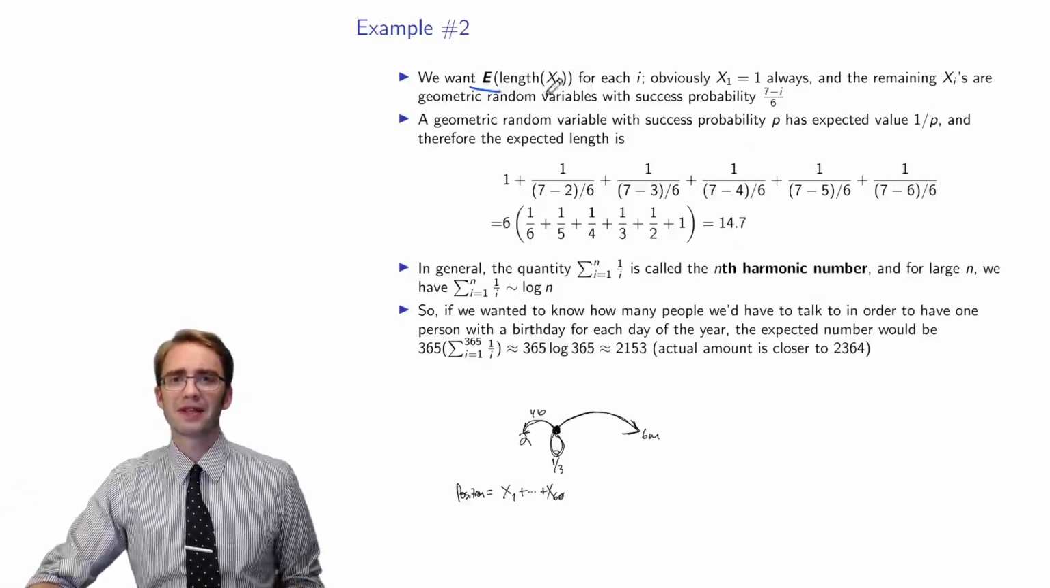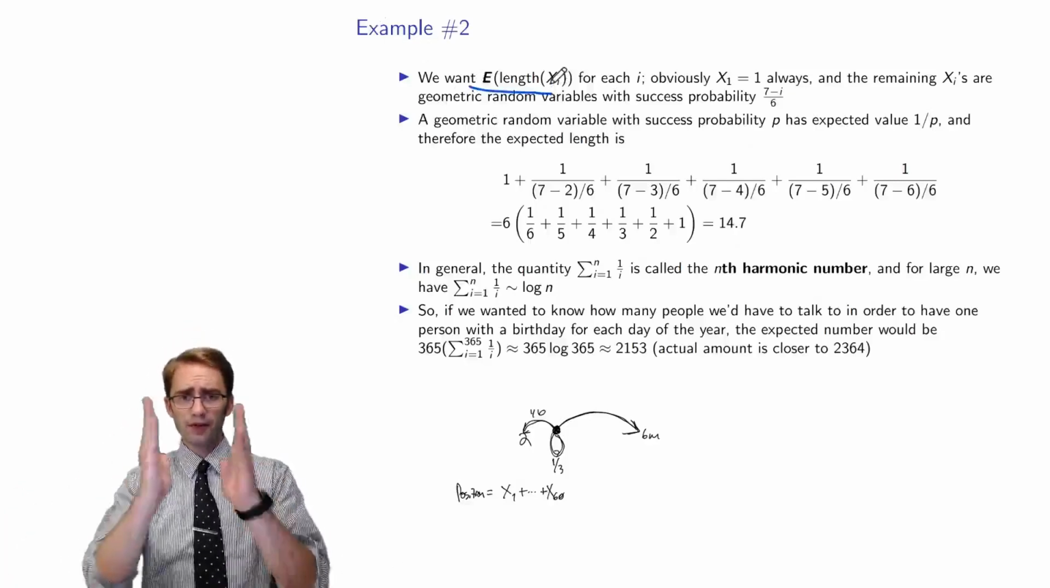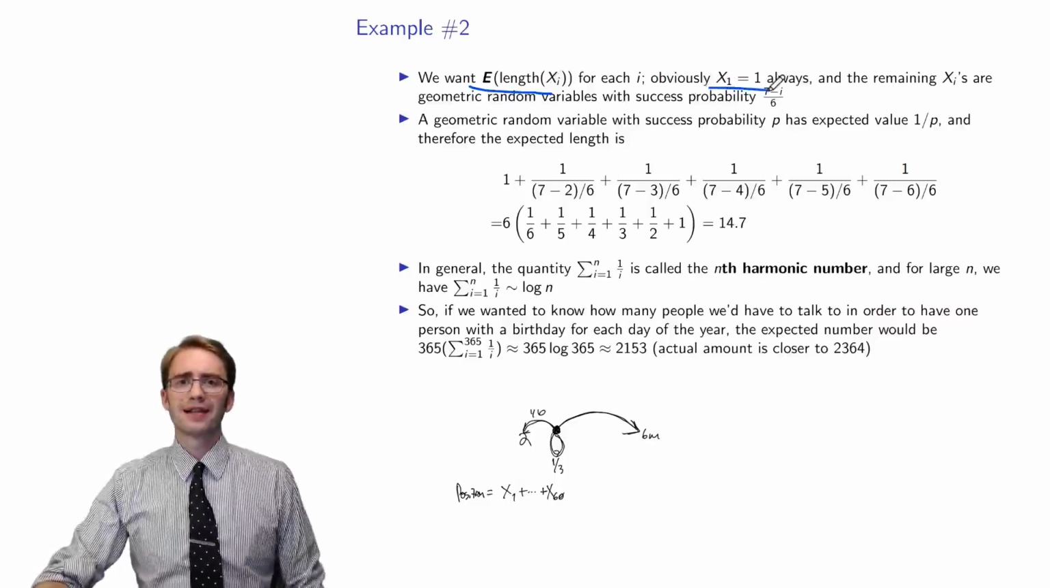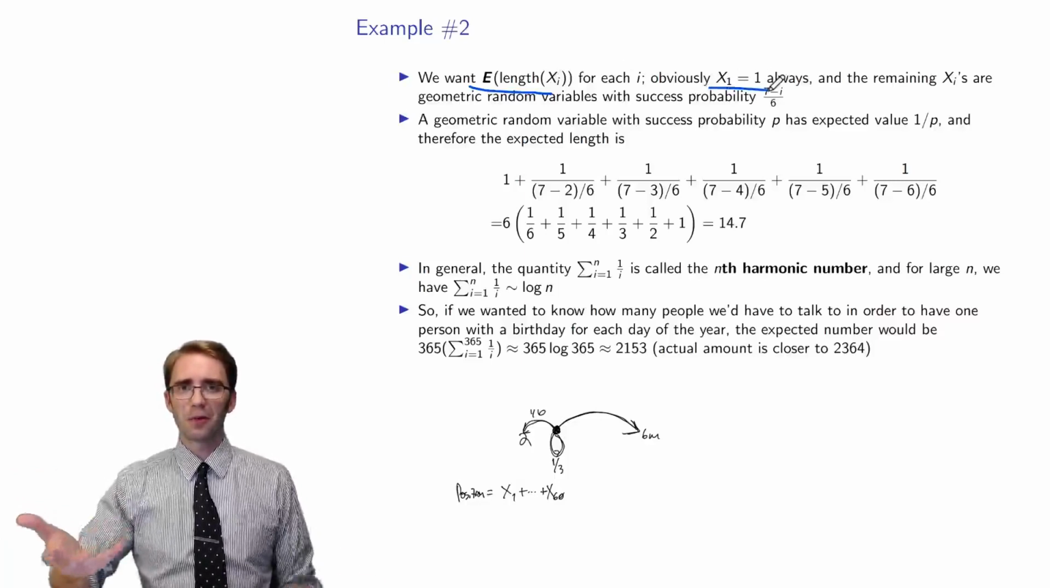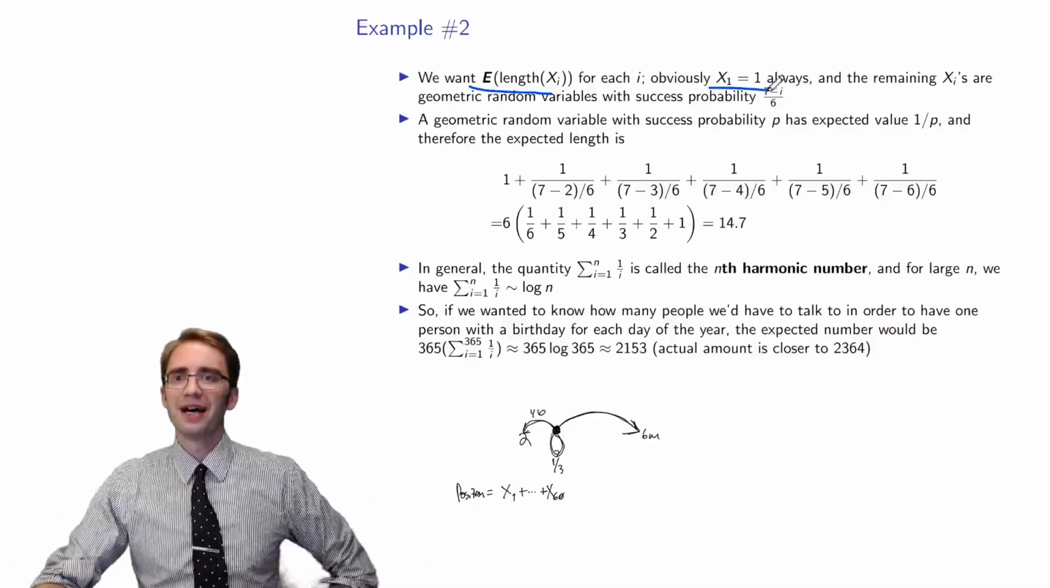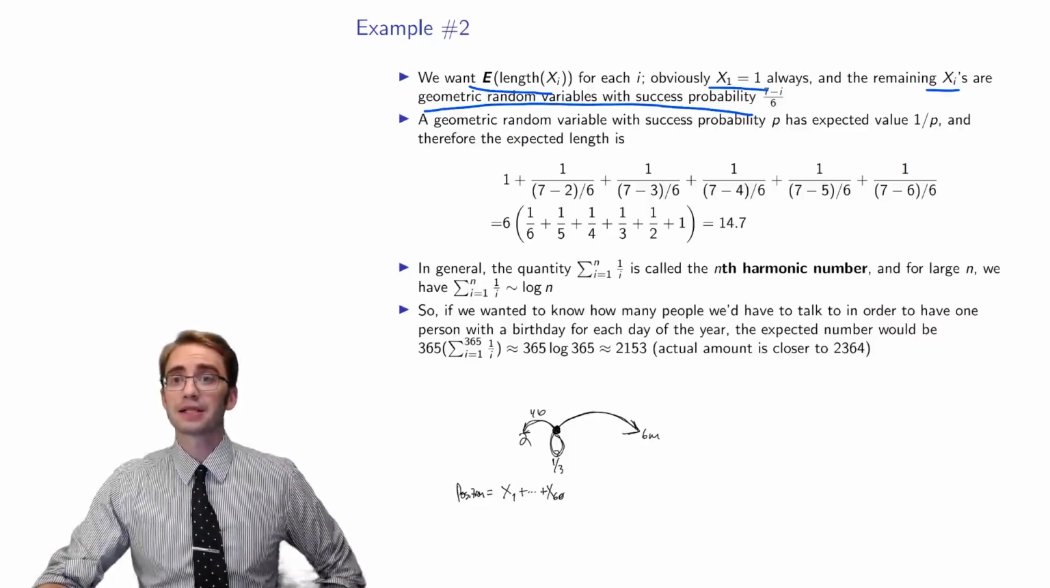Sorry. So obviously, what is true? The expected value of the length of xi for each one of these segments. What is the expected length? Well, obviously, x1 has a length of 1 because the first box you open has a prize in it. So x1 is always 1. There's nothing random there. But each of these remaining xi's is a geometric random variable, and the success probability is (7 minus i) on 6. So what do I mean by this?